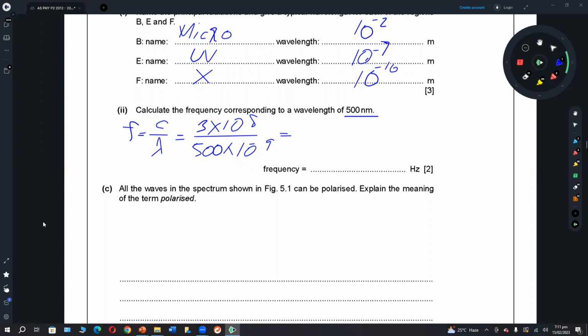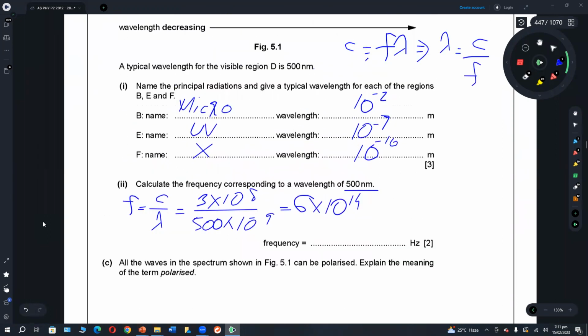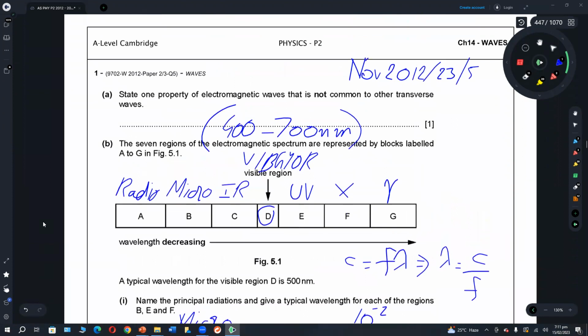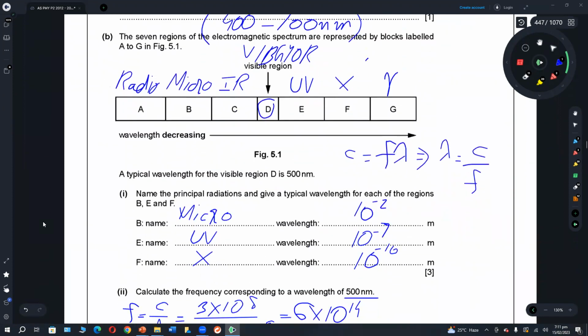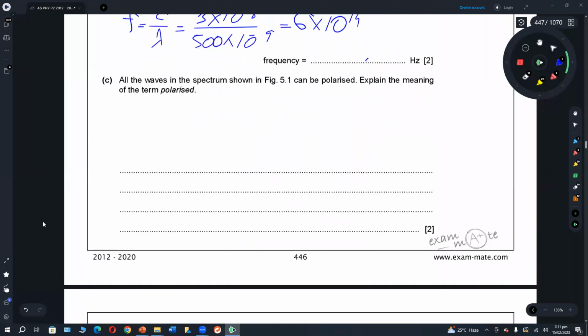The answer is 6 into 10 power 14. Okay, and the significant figures issue might be there. So let's check. They have given all values to one significant figure, so it looks fine. All the waves in the spectrum shown in figure 5.1 can be polarized. Explain the meaning of the term polarized.